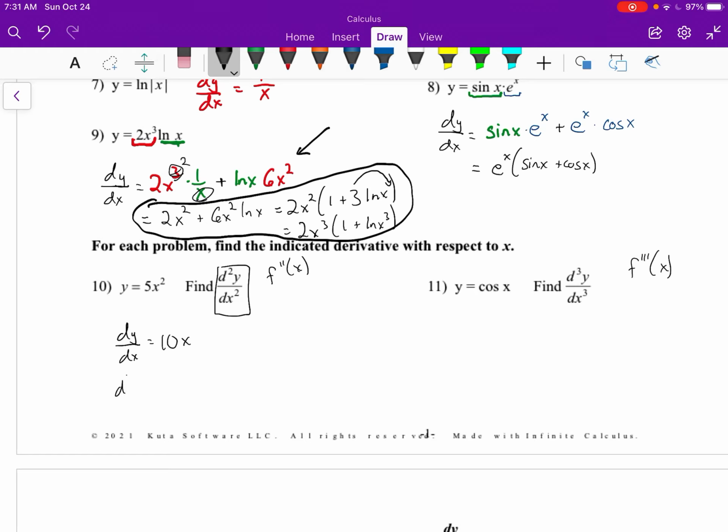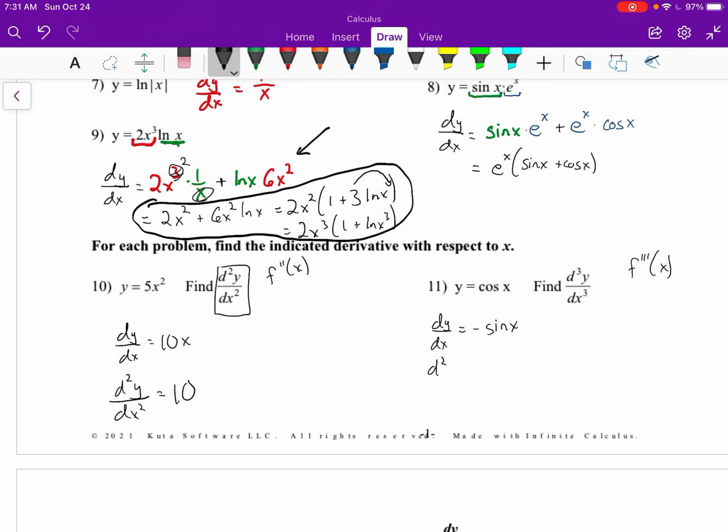And then the second derivative, writing it in this form that they're using, is going to just equal 10 because we take the derivative of that again. Over here, we want the third derivative for number 11. So we have dy dx. Well, the derivative of cosine is negative sine.